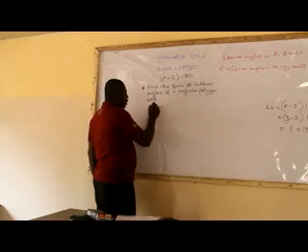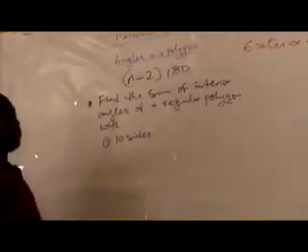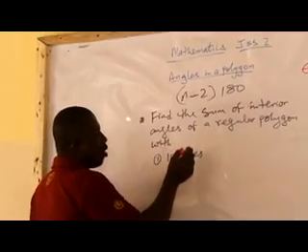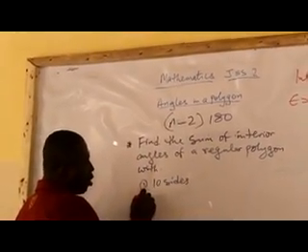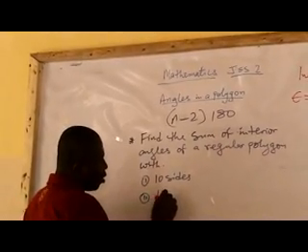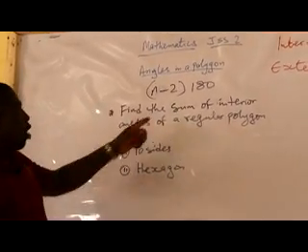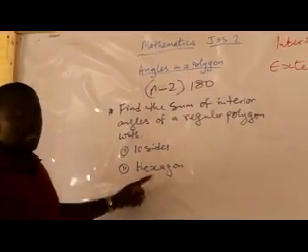You say 10 sides. This is if you don't want to mention the name of the polygon. Or find the sum of angles of a regular polygon. If they don't say this, they may just say hexagon. Find the sum of interior angles in a regular hexagon. They might just ask the question like this.